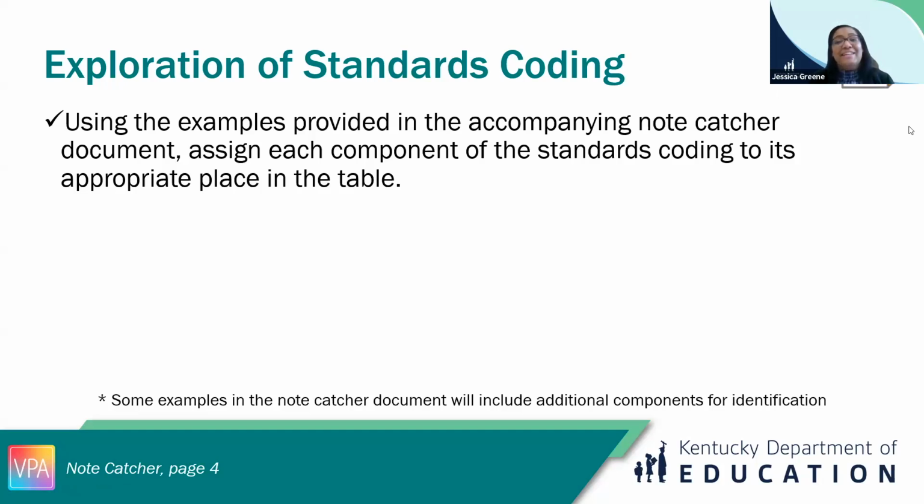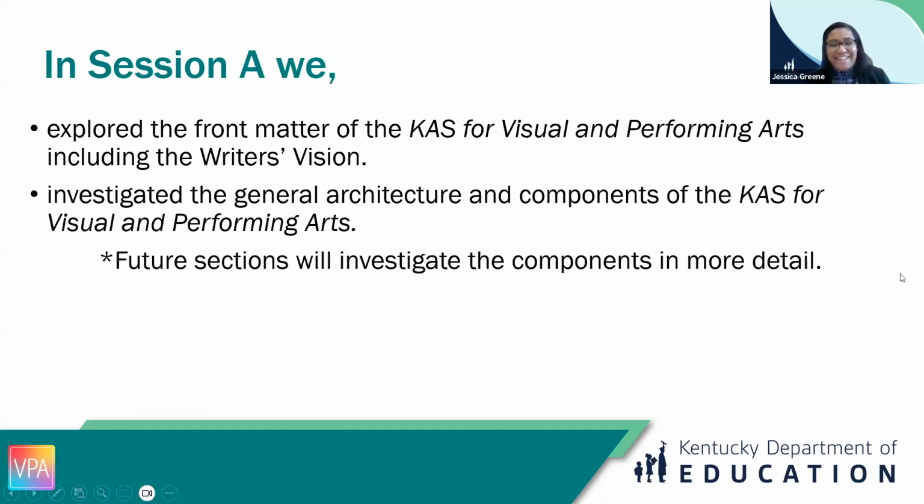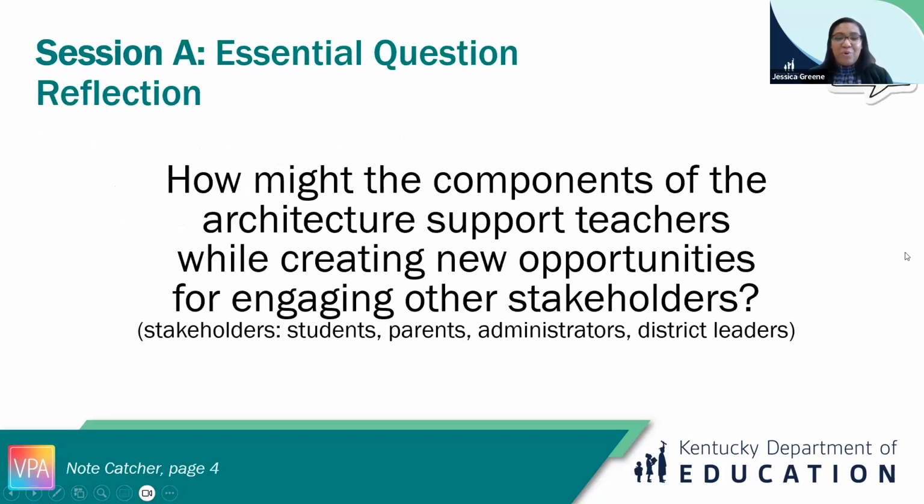Now I've given you guys the condensed version of session A. So you're at the end of session A because I'm going to get into one of the other sessions, and it's probably going to be session B because Jane had that question specifically about the cyclical nature. So we'll probably dive into that one as our ending portion. But for session A, you explored the front matter. And you looked at also the writer's vision. You investigated the general architecture and components of the cast. And with the reminder that those additional sessions will go more in depth.